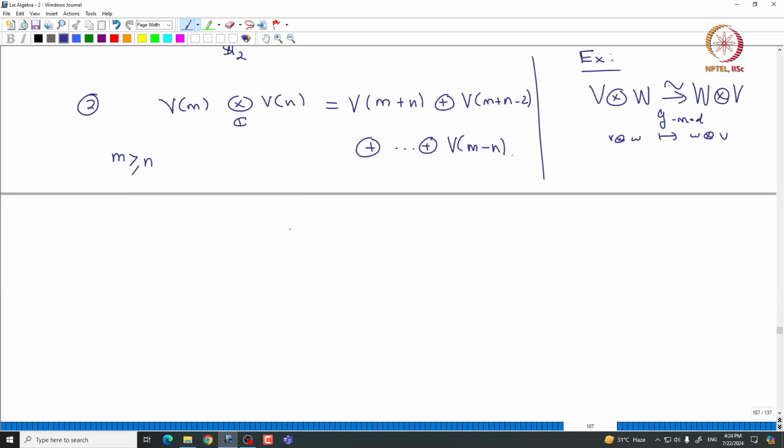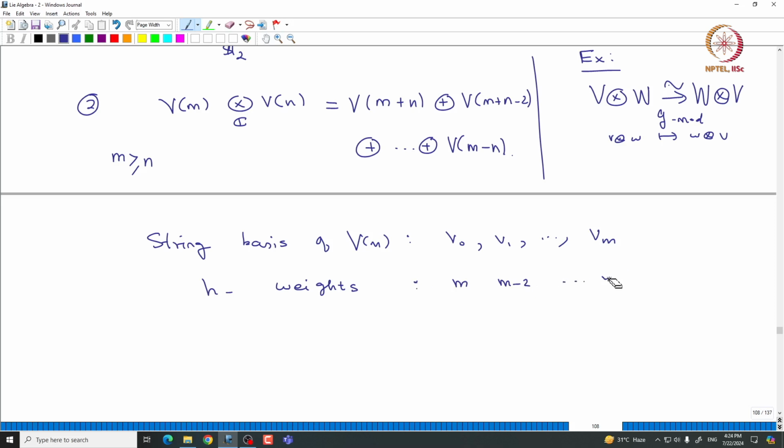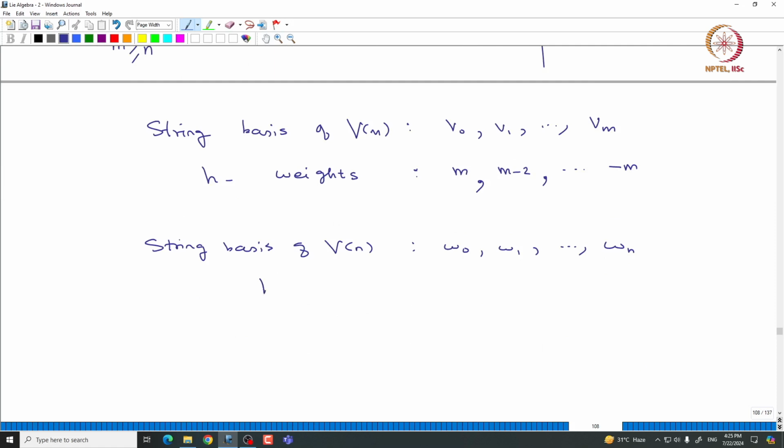Note that we have the string basis for Vm. Let us call it V0, V1, etc., Vm. What will be the H weights? They start with m and go down by 2 all the way to minus m. These are all the weights for the basis V0, V1, etc., Vm. Similarly, we have the string basis of Vn, W0, W1, etc., Wn, and the respective H weights are n, n minus 2, etc., minus n. So these are all the weights for the corresponding natural basis.